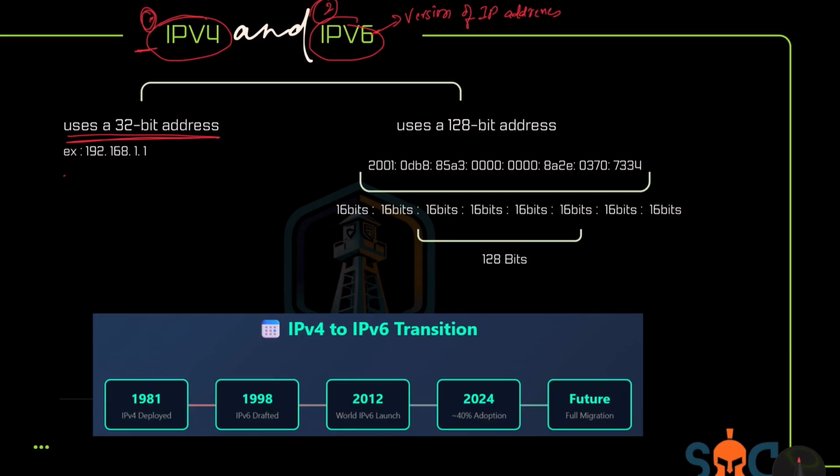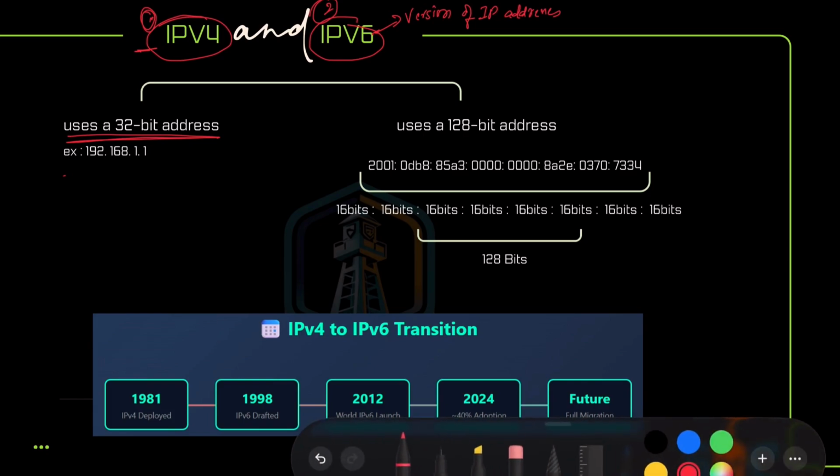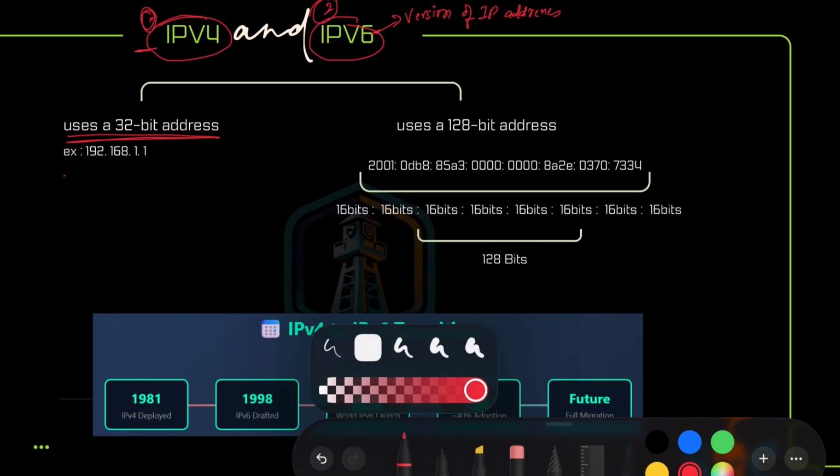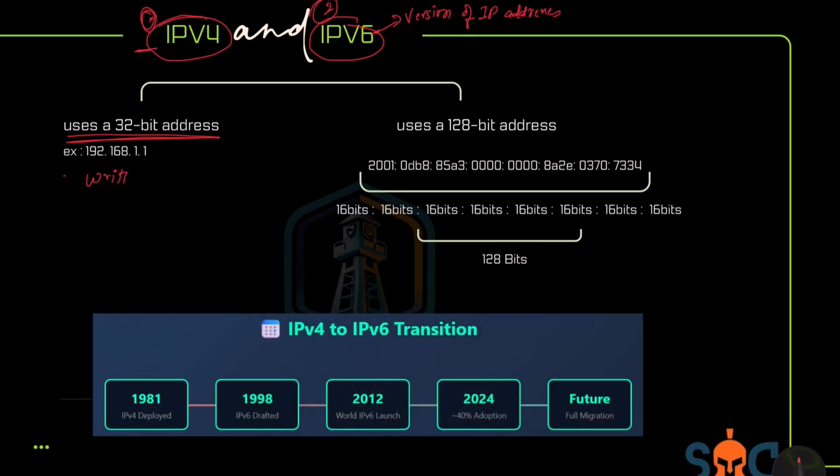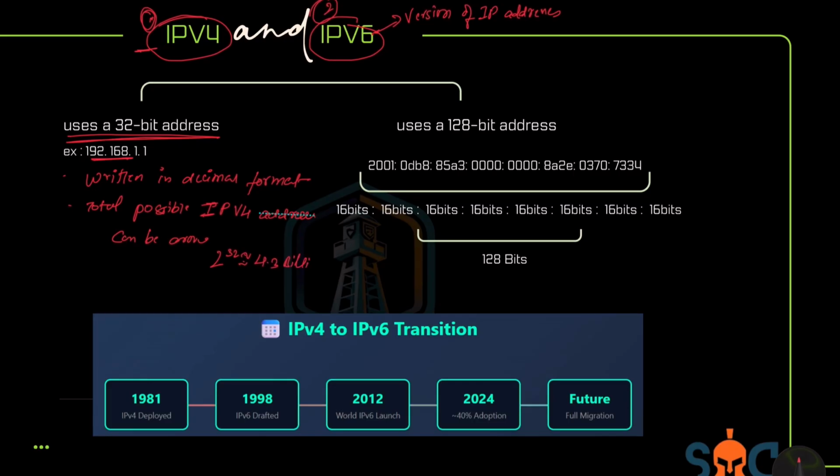Second thing is it's written in decimal format. This is one of the examples. So total possible IPv4 addresses can be around 2 to the power 32, that is approximately 4.3 billion IPv4.